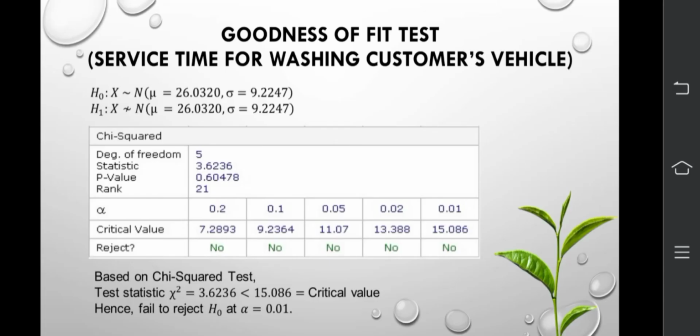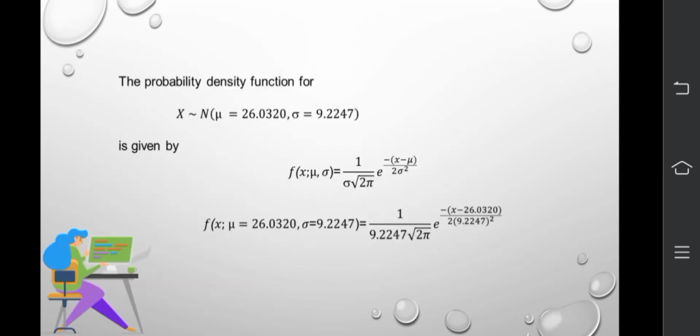And next, we see the goodness of fit test for the drying time of customer vehicles, and we know that here the chi-square test statistic 3.6236 is less than the critical value, hence we fail to reject the H0 at alpha 0.01. And we can see here the probability density function.